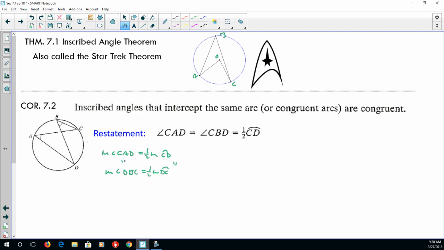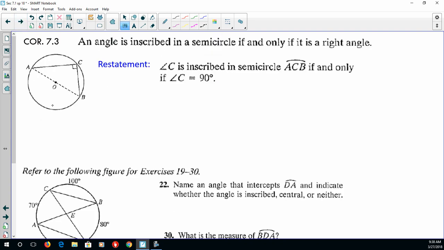Corollary 7.3 is one that turns out to be a very interesting one, a very useful one. An angle inscribed in a semicircle is a right angle, and vice versa. In other words, if you draw a circle, let me see if I can draw a circle here. Let me start with a point here. Okay. If you draw a circle, and draw any diameter of that circle, pick any point on the circle. Okay.